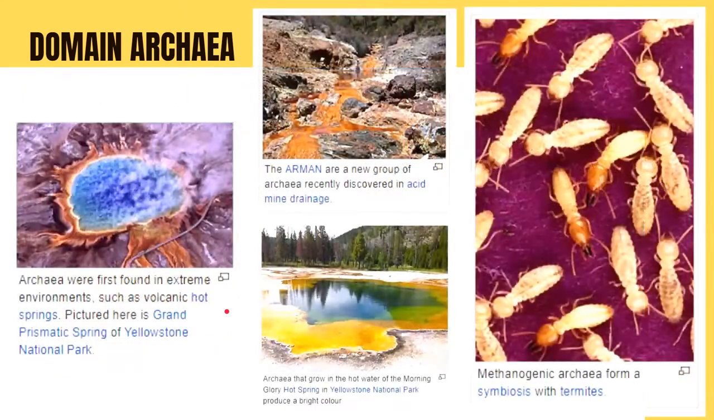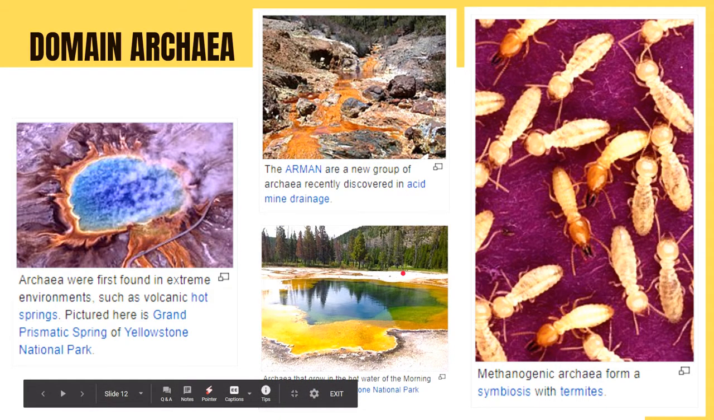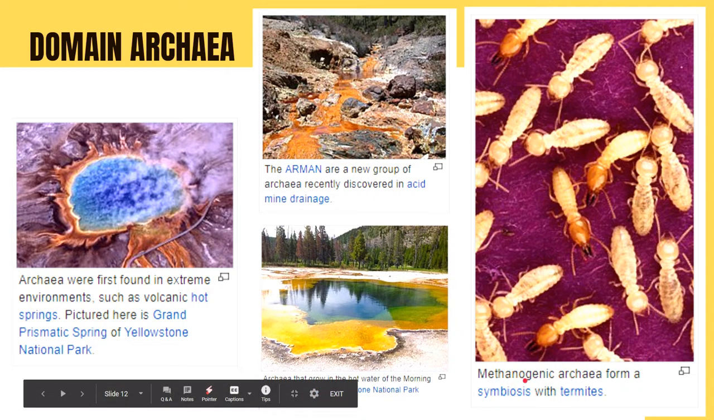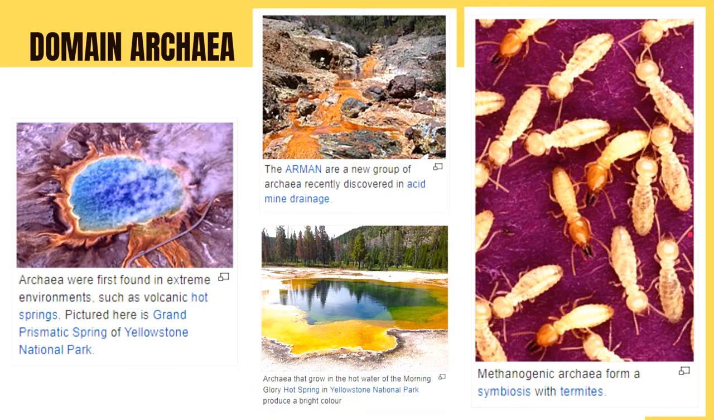So examples of those again are Archaea found in volcanic hot springs. Okay, we can find Archaea here. Acidic mine drainage, we can find archaeal organisms here. Hot water in Yellowstone National Park. Okay, and we can also find methanogenic archaea within the guts of termites. So those are example representative organisms of domain Archaea.